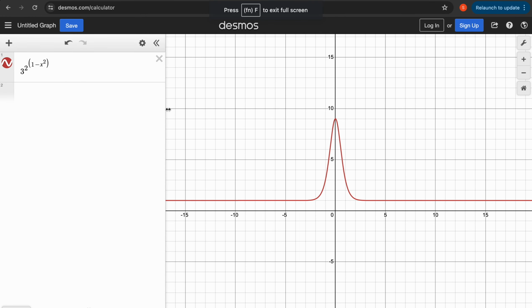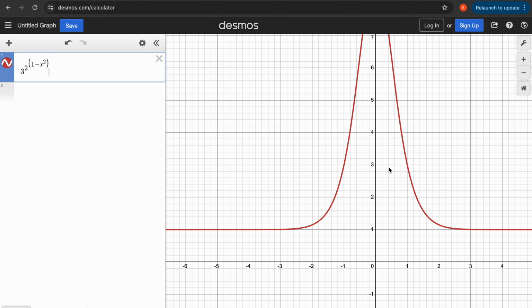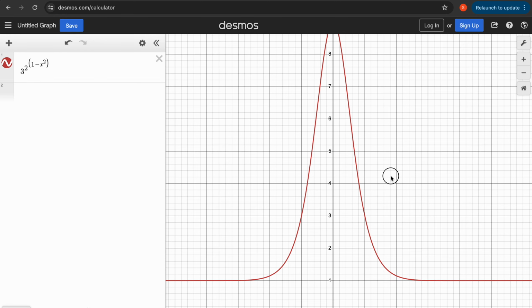This is the graph which I have drawn already, of 3 to the power 2 to the 1 minus x squared. You see the symmetry here. The graph is symmetric about the y-axis. Why? Because this function is actually an even function. For x and minus x, you will get the same values of the function, and that is the biggest observation here. For an even function, whatever value it takes on the left, it also takes the same value on the right.